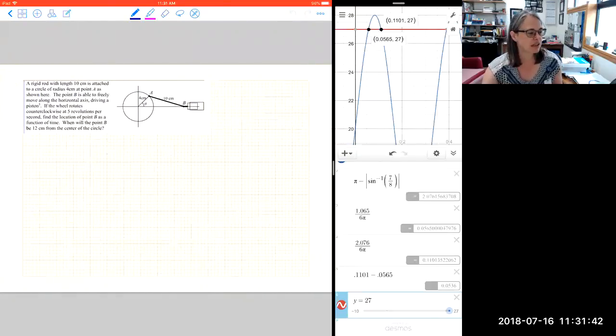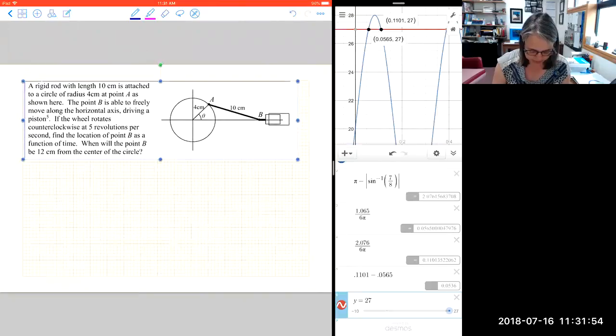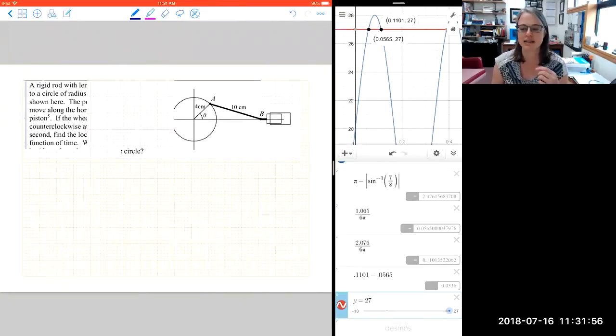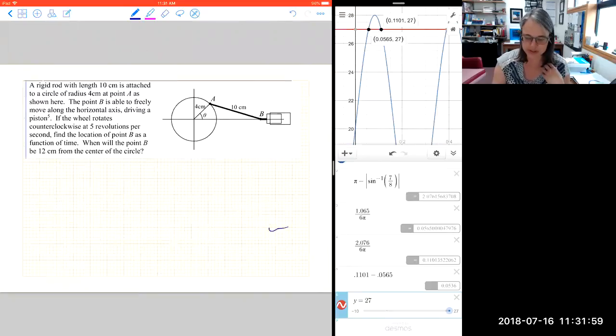And this is actually not an uncommon situation where we've got a circle, a circular gear, driving a horizontal piston. This happens a lot in a lot of different motors and engines and in industry. So we've got a rigid rod with a length of 10 centimeters attached to a circle of radius 4 centimeters at a point A.